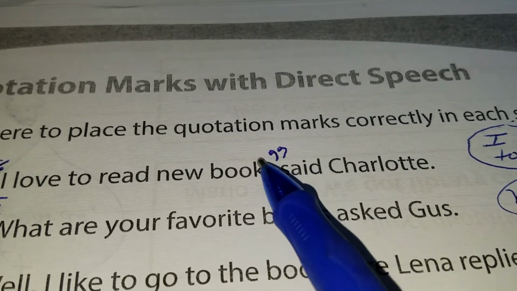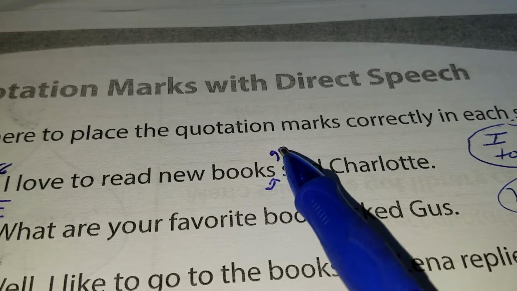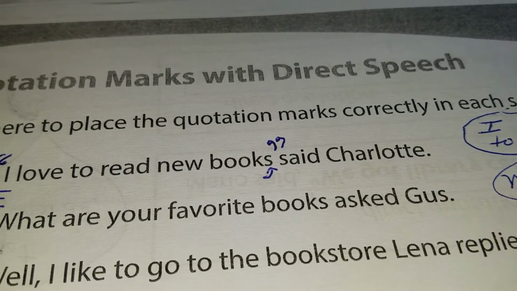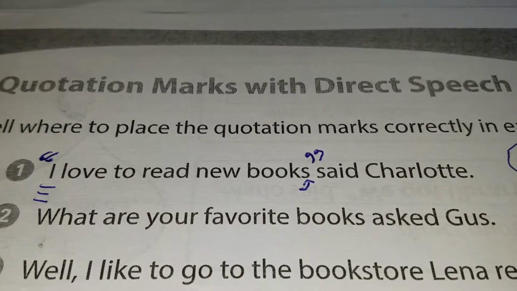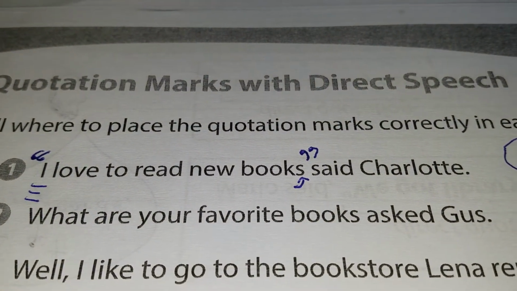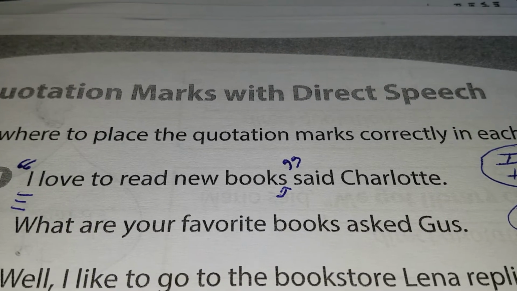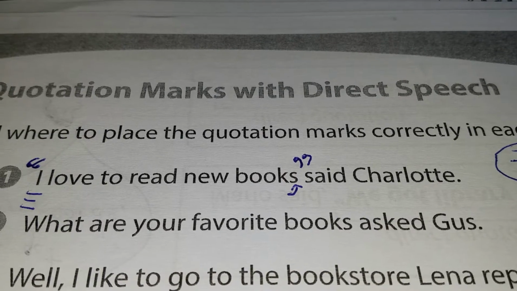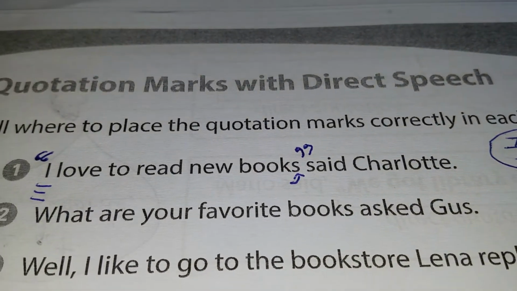Then I close the quotes. I make them look like they're little tiny 9s. Said Charlotte, and then we have a period there. So, open quotes, capital, "I love to read new books," comma, close quotes, said Charlotte, period. So notice how I fit my punctuation inside those quotation marks. Now let's look at a question, which is a little bit different.